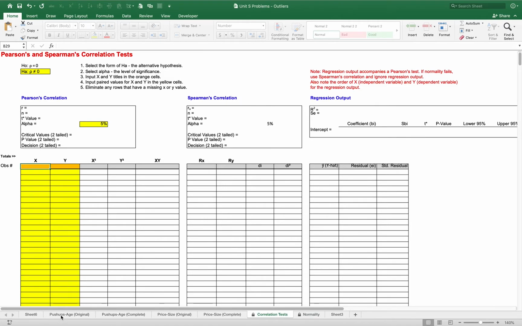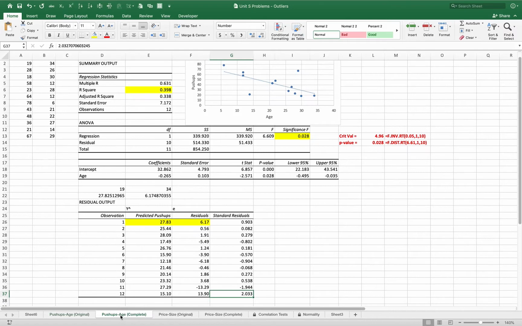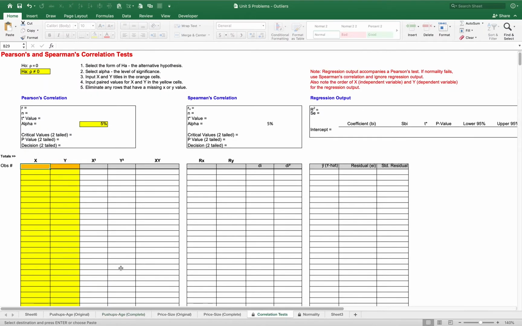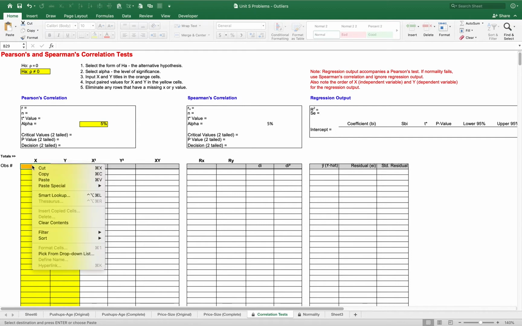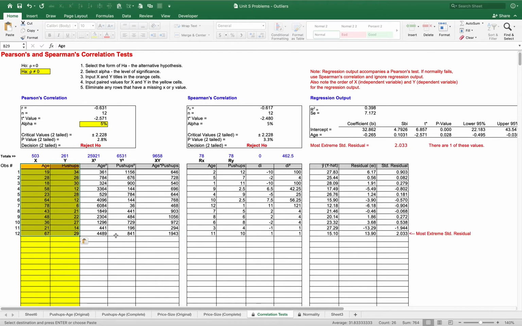So what I'm going to do is I'm going to go back to the push-ups. I'll have to go to this one here because I want to start with all 12 observations. So I've got my ages, I've got my push-ups. Make sure that you've got your X before your Y, because that's the way that this is set up over here. And I'm going to paste this. So paste the values, and this is what we end up with.